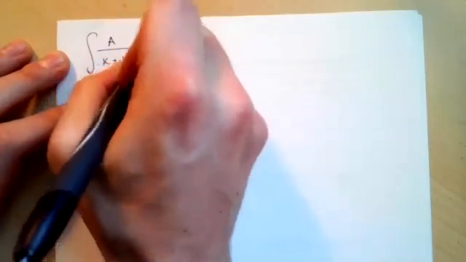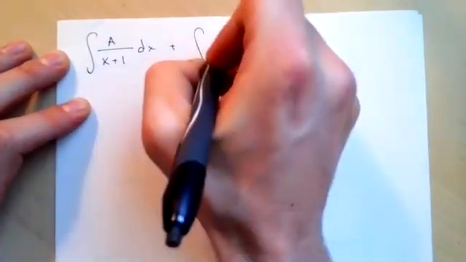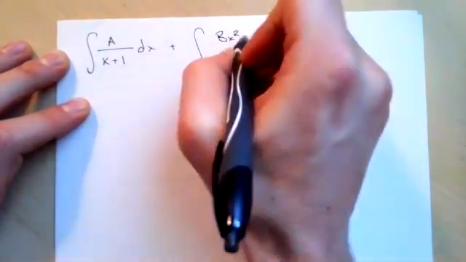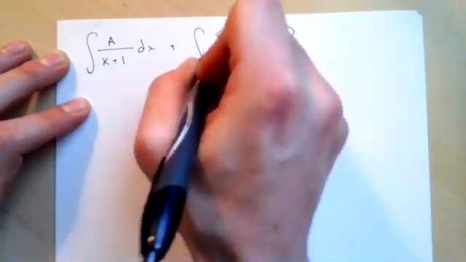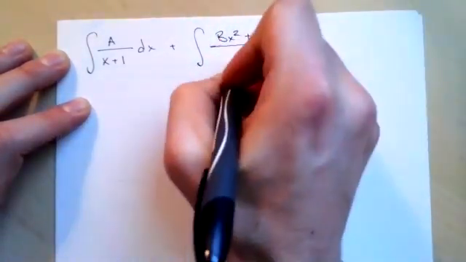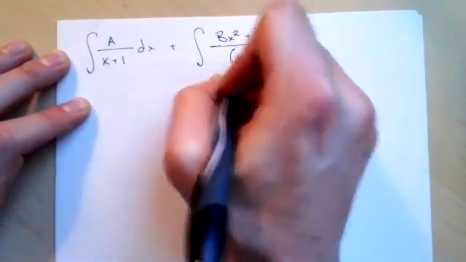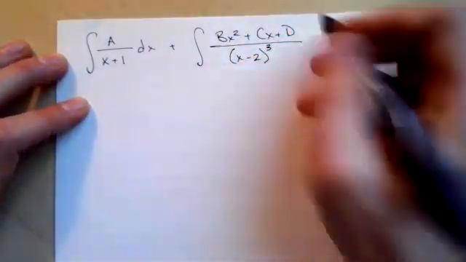So we've got, I'm just going to write it out as our integral of A over x plus 1 dx plus our integral of Bx squared plus Cx plus D all over x minus 2 cubed.